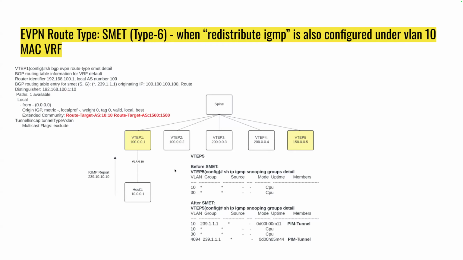So let's see how the snooping table looks once we include both L2 and L3 route targets, right? With the help of the L3 route target, this entry is created, 239.111, and is mapped to VLAN 4094. And including that, we are also creating one in VLAN 10, because we use redistribute IGMP and it is coming with this route target.